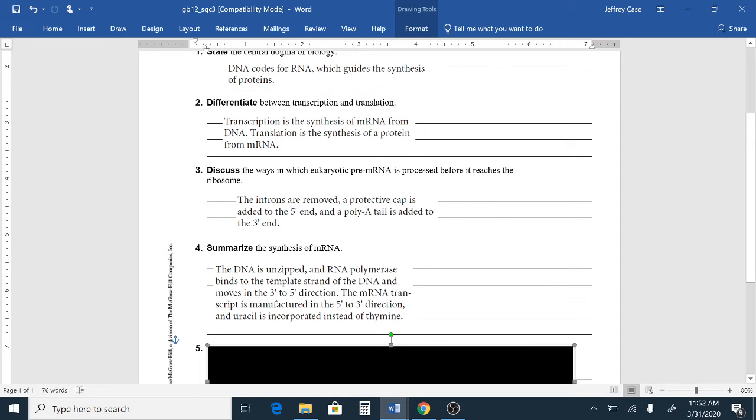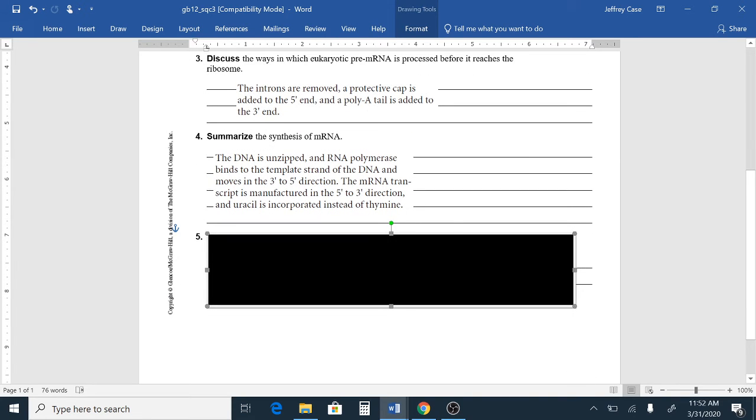Number 4, summarize the synthesis of mRNA. Remember, mRNA is messenger RNA, and we get that through transcription from DNA. The DNA is unzipped, and RNA polymerase binds to the template strand of the DNA and moves in the 3' to 5' direction. The mRNA transcript is manufactured in the 5' to 3' direction, and uracil, U, is incorporated instead of thymine, T.